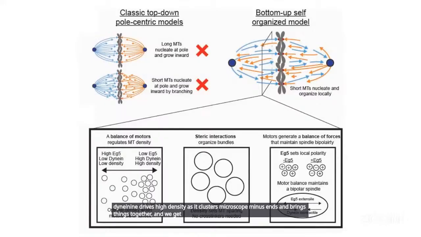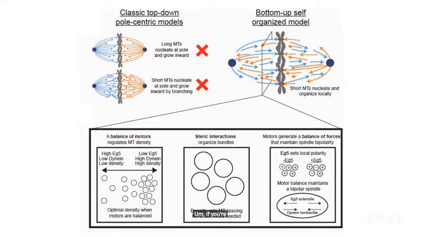And we get an optimal density structure and therefore spindle formation when the two motors are balanced. Steric interactions between these dense microtubules set the rules of spacing between adjacent microtubules with no need to invoke direct cross-linking by molecular motors. And then a balance of forces within these bundles between EG5 and dynein sort microtubule polarity and are responsible for maintaining the bipolar spindle.